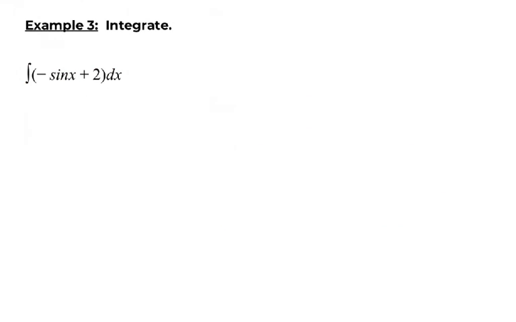All right, last example. This one's actually kind of straightforward. We don't need to rewrite this one at all. We can just jump straight in. So what's the antiderivative of negative sine x? And that one's actually just really nice for us, right? That's going to be cosine x. And then the antiderivative of plus 2 is plus 2x. And then, of course, our plus c.